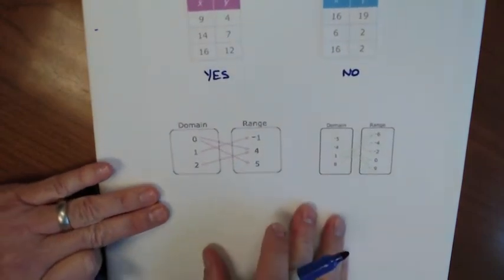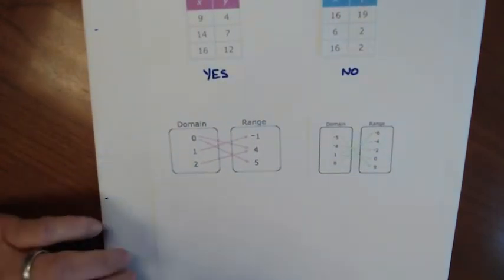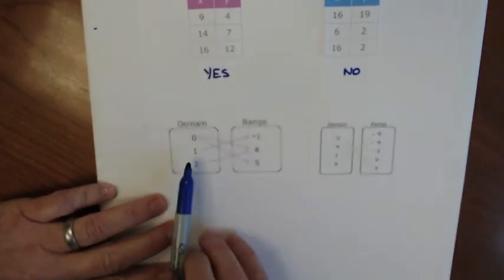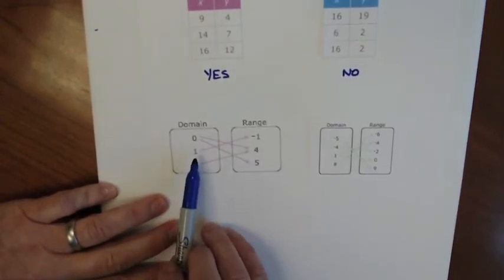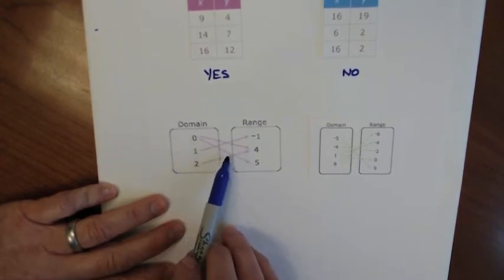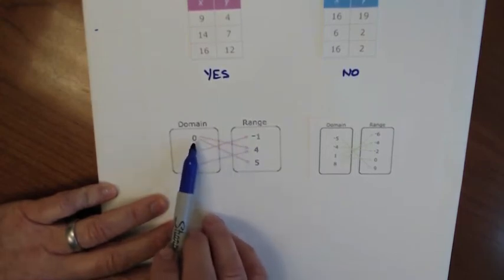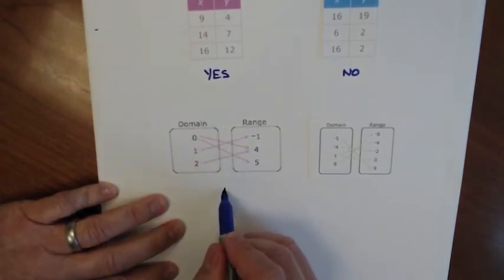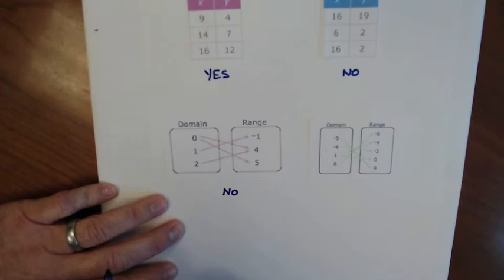Let's look at an example when it's the mapping. The domain right here is 0, 1, and 2. What they're trying to do is take this 0, and look, there's 2 arrows coming out of it. They're taking that 0 and trying to assign it to the 4 and the 5. That means this is not a function.